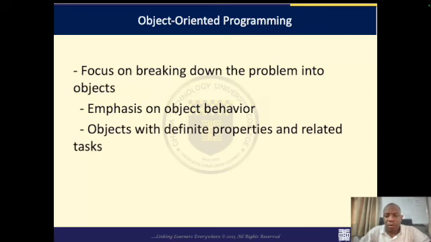In the case of object-oriented programming, the program is broken down into objects. Emphasis is placed on what the object can do or the behavior of the object with definite properties, and related tasks are grouped together. So for instance, if I'm developing a program for a school management system, then I would look at what objects can be involved in a school management system. So for instance, one of the objects would be a student.